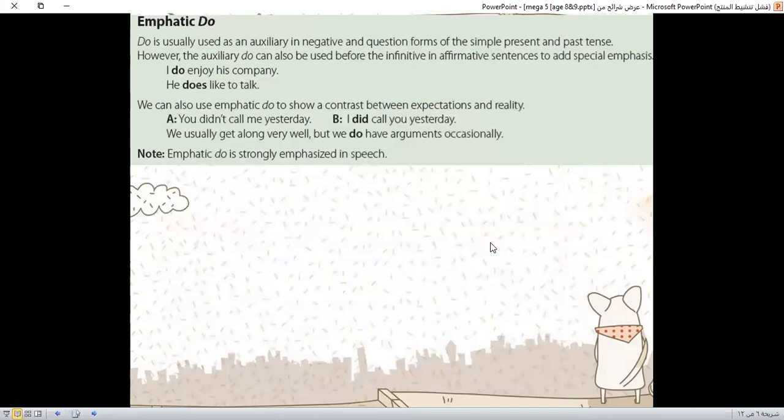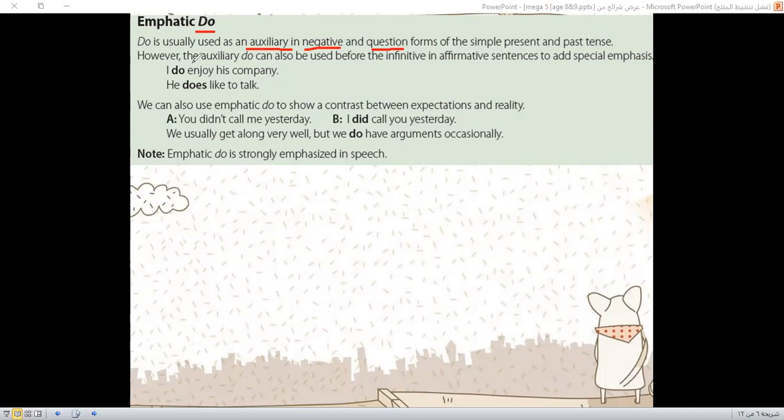Okay, now we have the emphatic do. The word emphatic is from the word what? Emphasize. When I want to emphasize something to make sure that you understand what I'm saying or to stress what I'm saying, I will use the emphatic do. If we remember, we use do as an auxiliary in negative sentences and in questions. Did you study? Do you study? Or I don't play outside, for example.